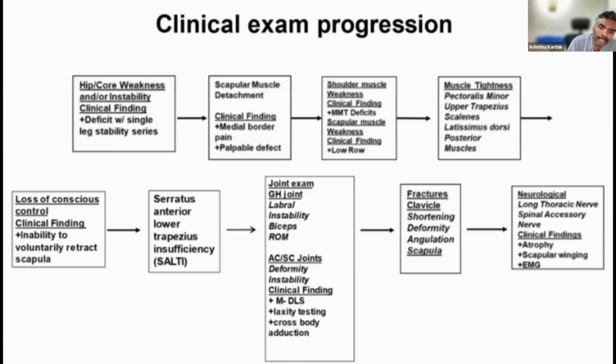So this is the algorithm. I think I'll share the paper with you. All of you read this paper. It's very, very important. So look for tight muscles, look for the weak muscles. Usually the pec minor and upper trap are tight. Serratus and lower trap are weak. So these are muscles you have to look at and work on accordingly. Of course, a malunited clavicle fracture or AC joint dislocation can cause shoulder pain, which needs to be corrected.